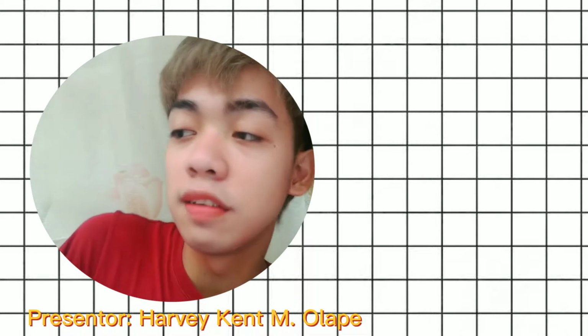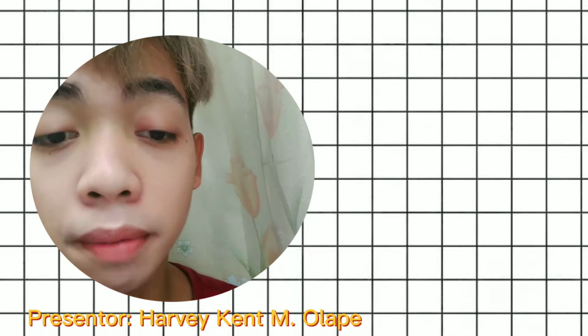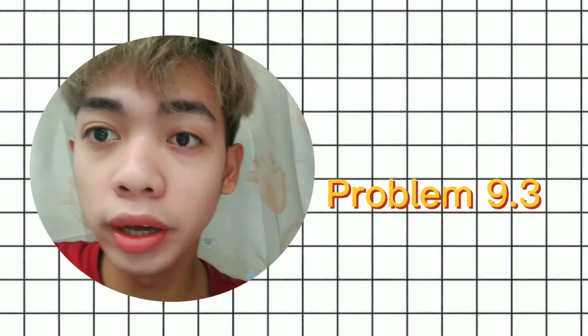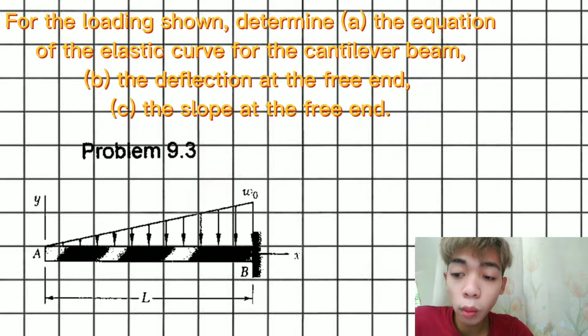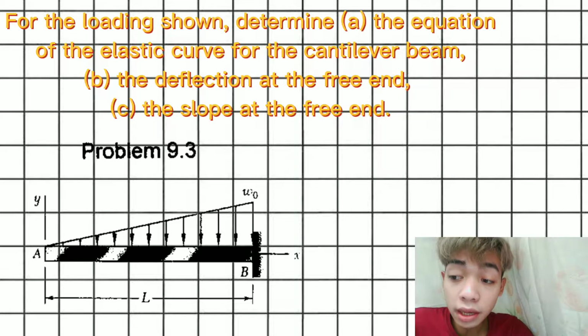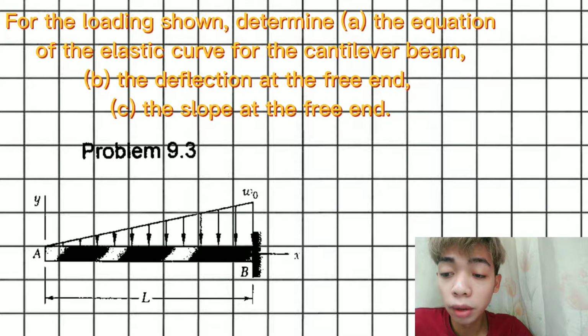Good day. This is problem 9.3 under the topic deflection. Determine A, the equation of the elastic curve for the cantilever beam AB, then B, the deflection at the free end, and C, the slope at the free end.